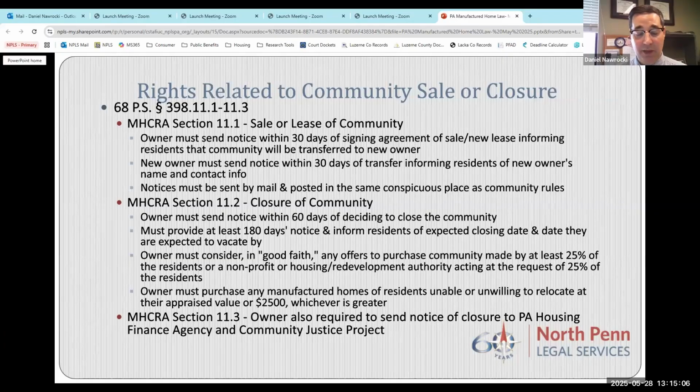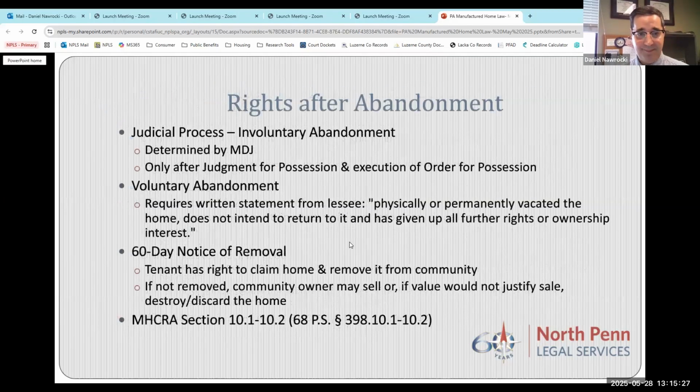close the place. And also, as part of that amendment, they added that notice needs to be sent out to any organizations who have basically signed up to receive notice of park closures. And one of those is the PA Housing Finance Agency and CJP, who have to receive notice of any park closure. A park resident also has rights after abandonment.